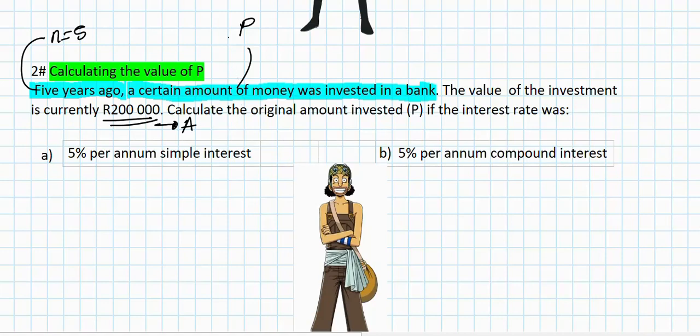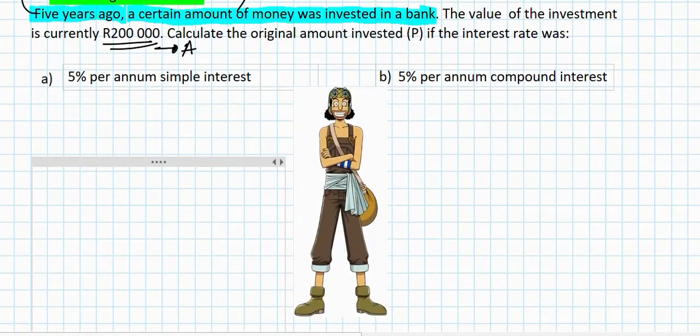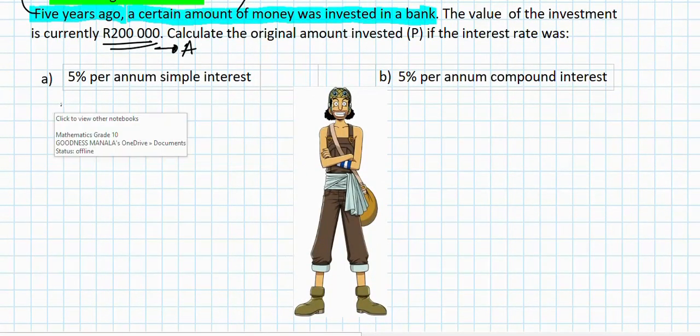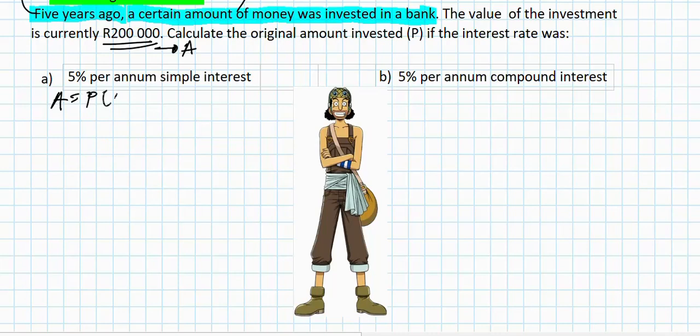Calculate the original amount invested, P, if the interest rate was this much for simple interest and this much for compound interest. So they even tell you that they need the principal amount, which makes things easier. So let's do that. For simple interest, accumulated amount is equal to principal into 1 plus IN, that way. And then do I have the accumulated amount? Yes, right here. I know that my accumulated amount is 200,000 right there. That being equal to, I'm looking for the principal amount. I have 1 plus I.